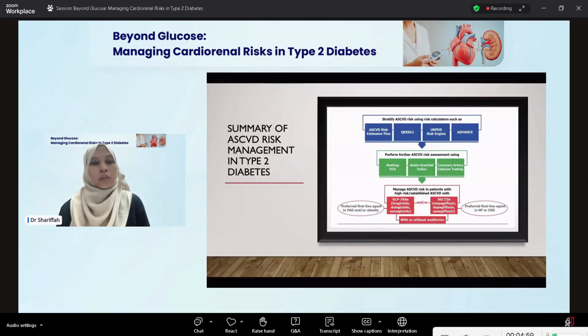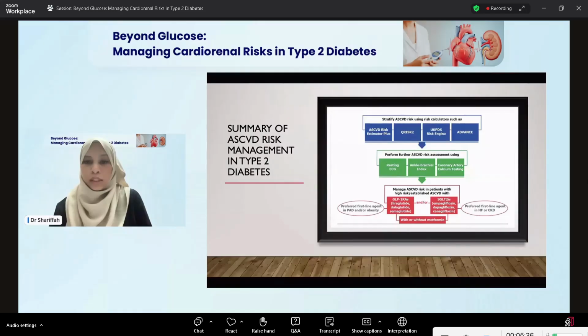So this is a summary of the risk management for patients with type 2 diabetes. We stratify according to the risk calculators that we have, and depending on your local population, you will use your local risk stratification tools. Once we do that, we may perform further risk assessment if it's considered to be intermediate or high risk. We perform further assessment using an ECG, an ABPI, ankle brachial index, especially if we suspect peripheral artery disease, or we can also do coronary calcium scoring to further risk stratify these patients.